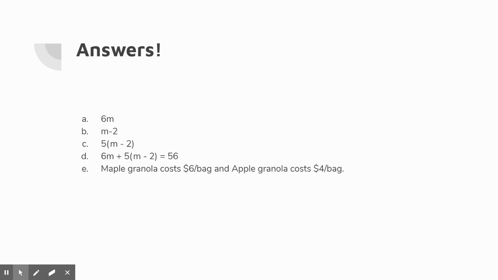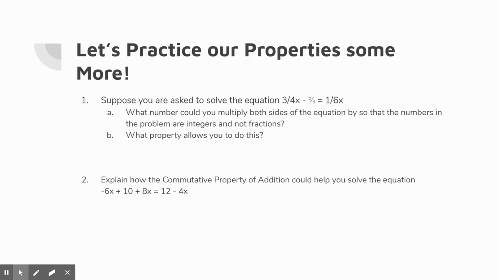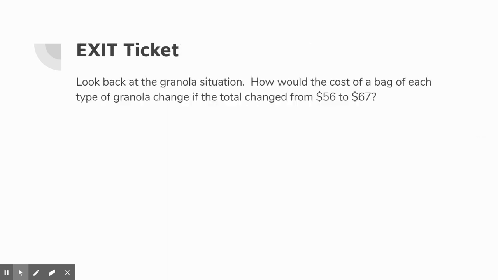And you see your answers are here. So we're not going to do this right now. But your exit ticket is going to look back at the granola situation. How much would the cost of a bag of each type of granola change if the total changed from $56 to $67? So you're going to take those parts that we put together and total it equal to $67, and you're going to solve how much it costs for one bag of maple and how much it costs for one bag of apple.